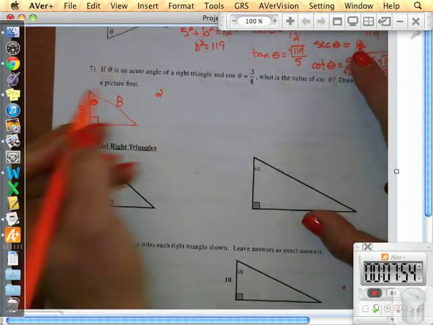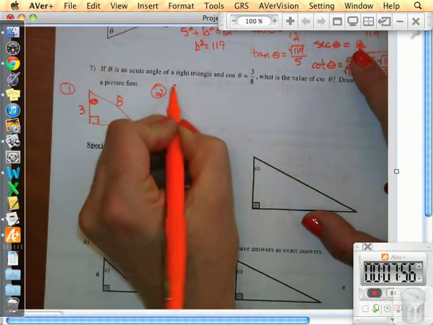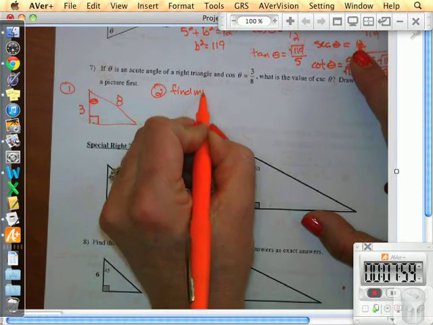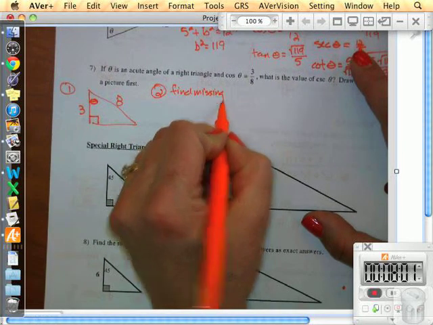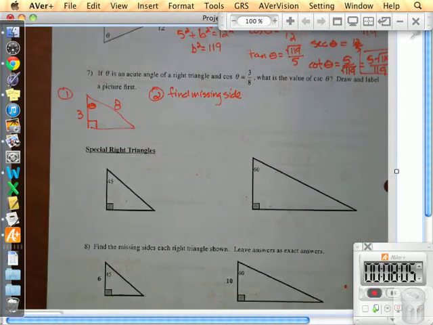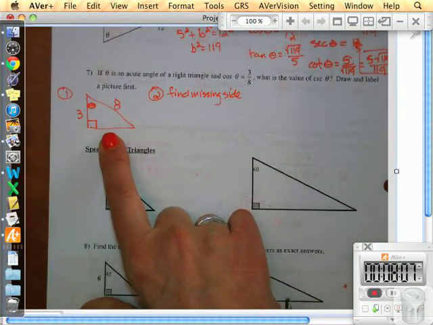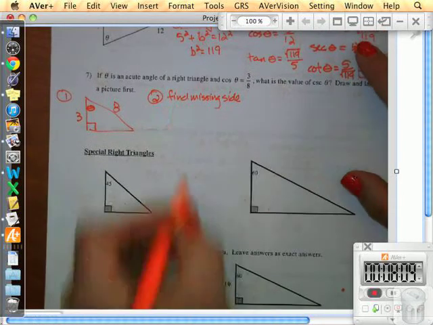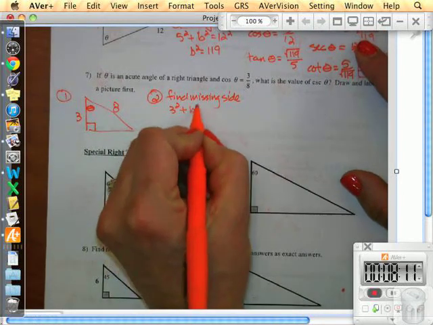So this is the first step. The second step is find the missing side, because you cannot do cosecant without having this other side here. So you can use the Pythagorean theorem. 3 squared plus b squared equals 8 squared.